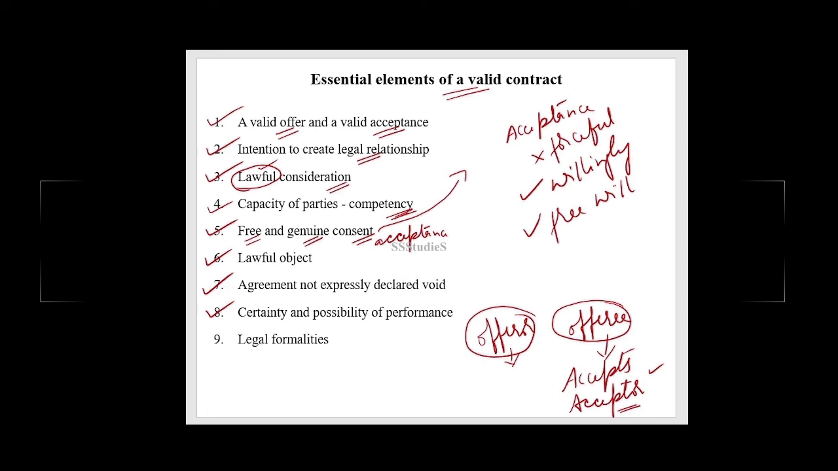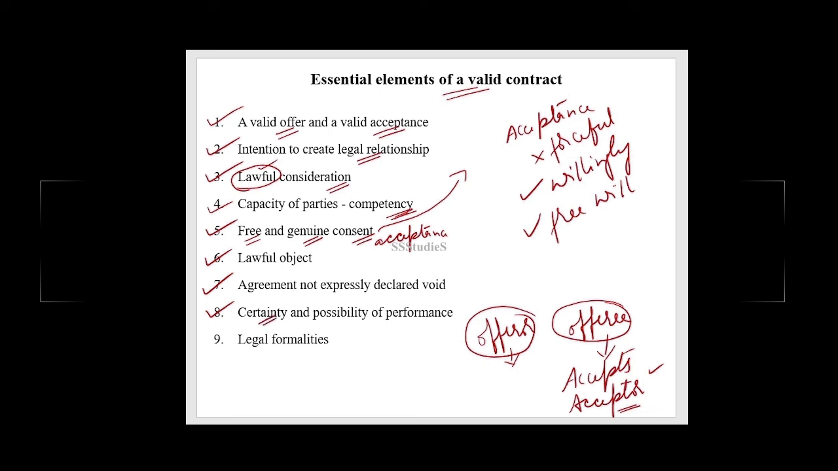For example, in case the dealing is for the purchase and sale of a car, and no other information about the car is given, that means there is no certainty in this particular contract. Okay, so the agreement is very vague. There is no proper description of the consideration, there is no proper description of the commodity that is being exchanged, so certainty is lacking in this case.